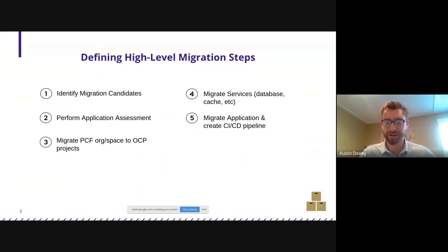So, defining some of the high-level migration steps. At a very high level, this is what I'm going to take you through. Number one is identifying migration candidates to perform application assessment. Next, you're going to migrate PCF orgs and spaces to OpenShift projects. After that, you're going to want to migrate the services that those microservices are dependent on. And then finally, you'll migrate those microservices and create a CI/CD pipeline. So we'll step into each of these with a fine-tooth comb.